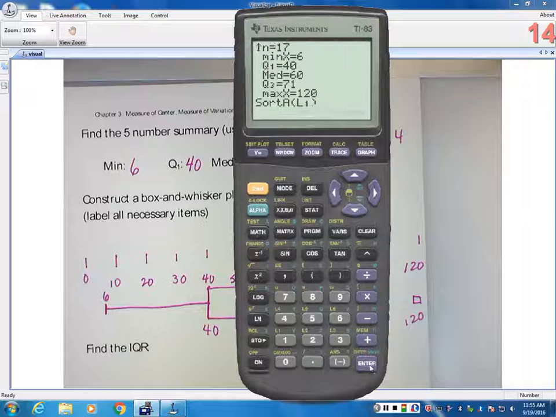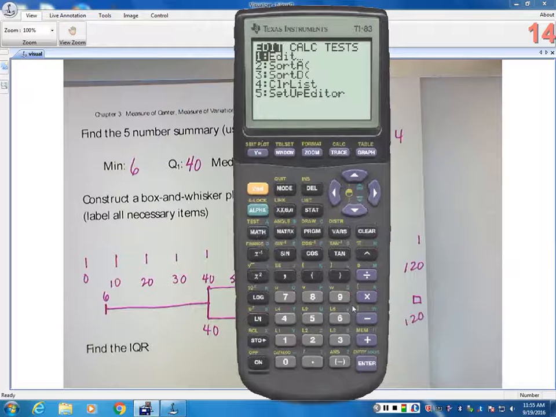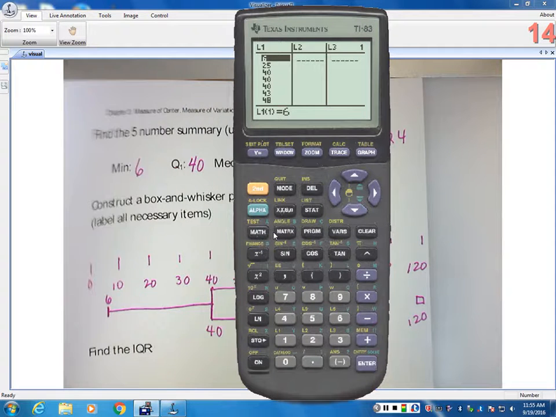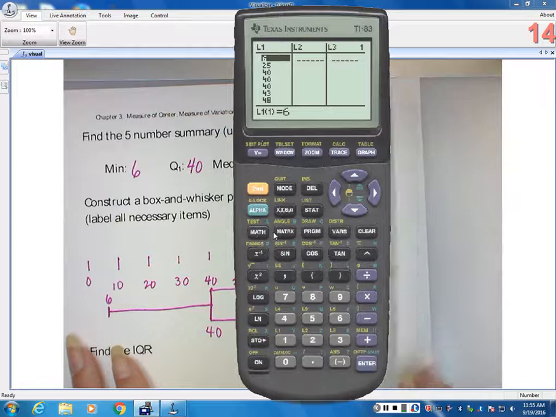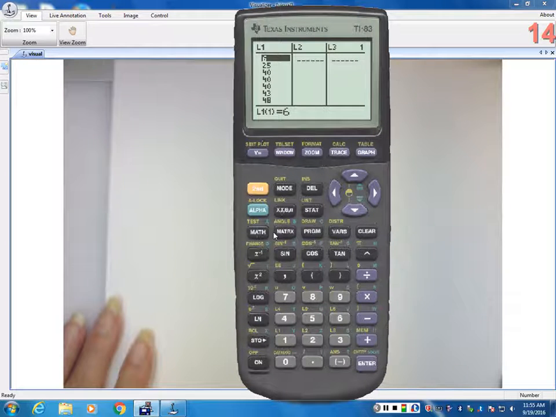And then I hit enter. Okay? Now, I didn't see it do anything, but if I go back and look at the data, my data in list 1 is now in numerical order. And this is going to be a handy thing to be able to do, because what I'm going to do is actually show you what the calculator did very, very quickly, in the blink of an eye, as a matter of fact, and what it takes us a little longer to do.